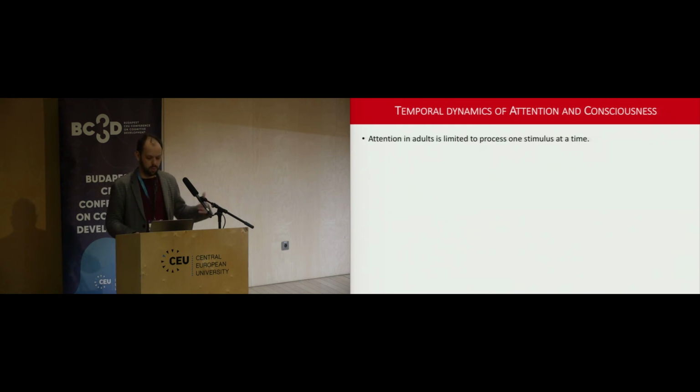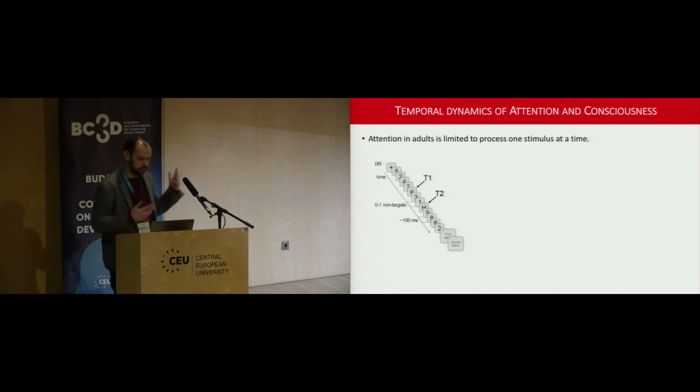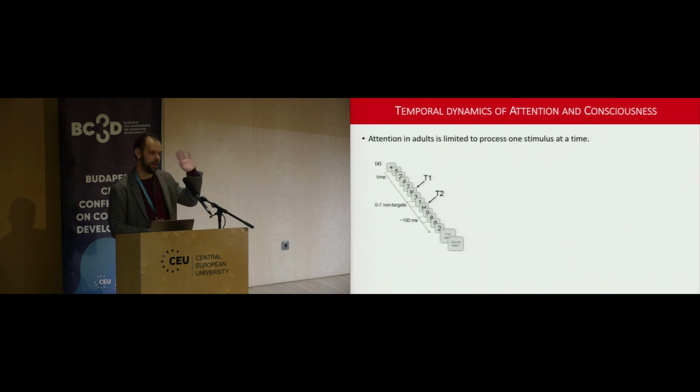So, as François very well explained, attention is limited in adults, limited to process one stimulus at a time. One typical effect that shows this is the attentional blink. A classic paradigm that shows this is one where you present letters at a fast rate, so for instance, you present numbers 100 milliseconds each, and in the midst of these numbers, there are 2 letters, and the task of the participants is to report the 2 letters that they've seen.